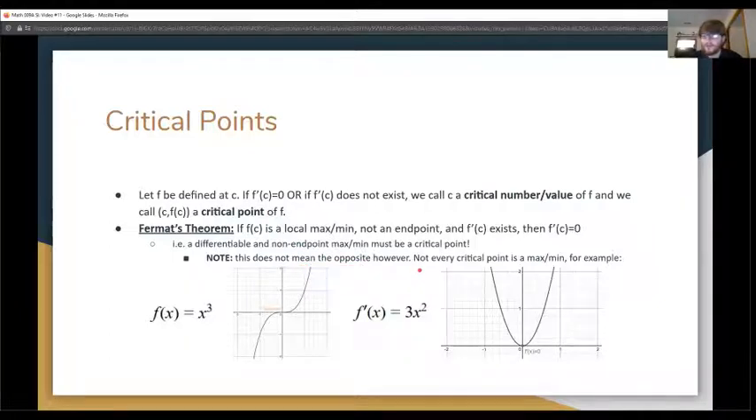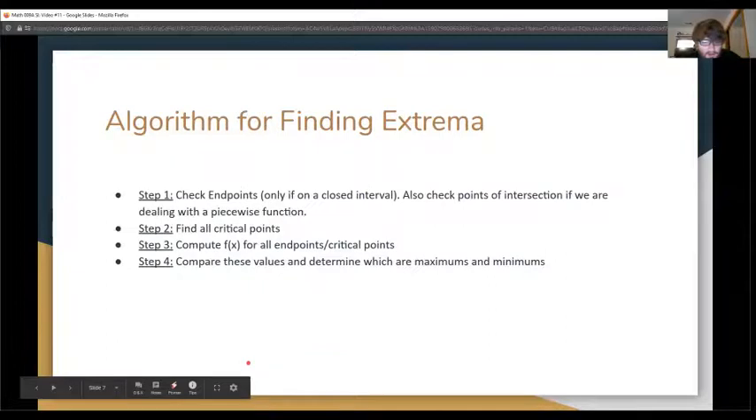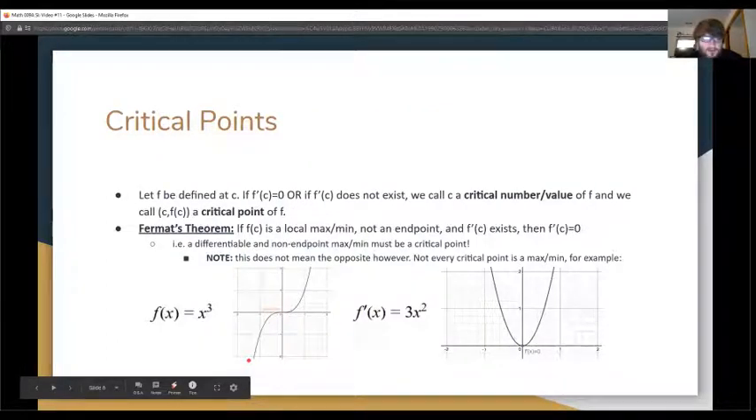So not every critical point is a max or min. Basically every max or min is a critical point, but not every critical point is a max or a min. For some examples, we have f of x is equal to x cubed. Here we have a critical point at x equals 0, because if you take the derivative, we get f prime of x is equal to 3x squared, and we see that f prime of x equals 0 at x equals 0. So that makes it a critical point.